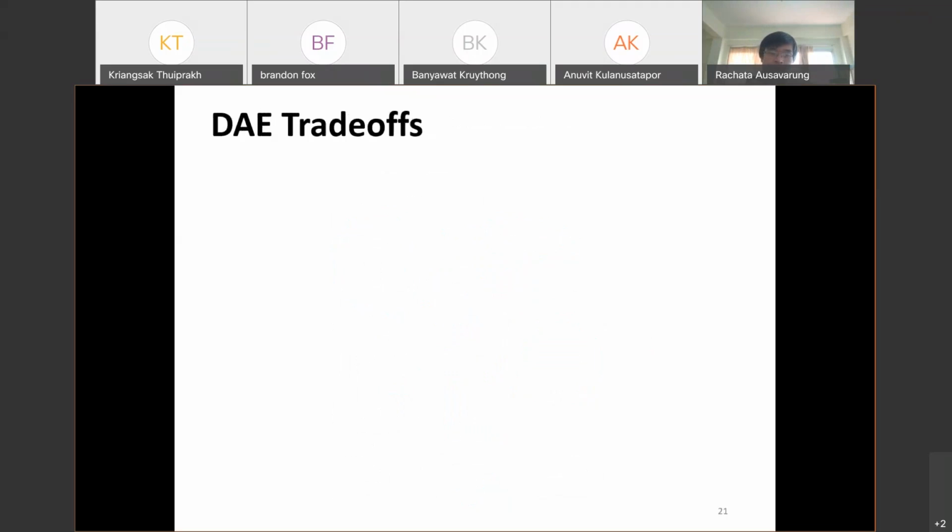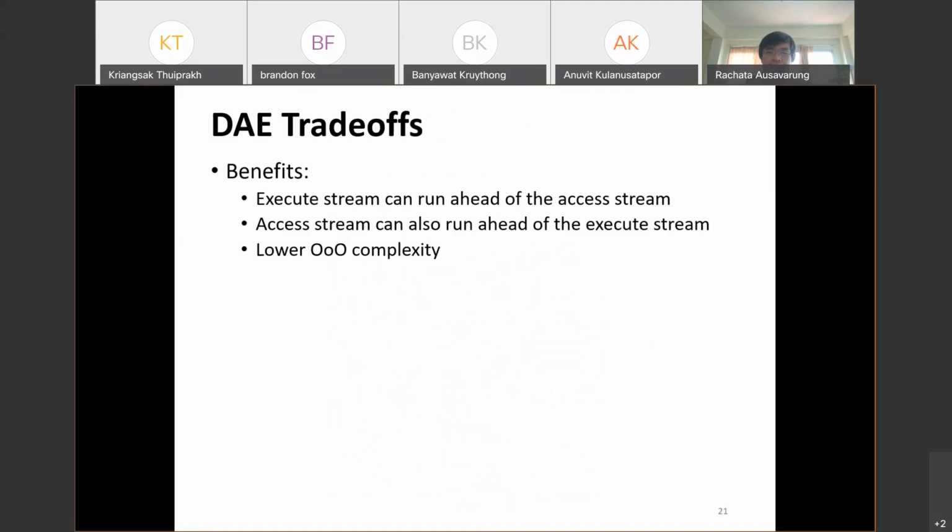What are the trade-offs? Basically, this is actually less complex than an out of order processor. The execute stream can run ahead of the access stream. The access stream can also run ahead of the execute stream. Whoever is faster would keep doing its job.